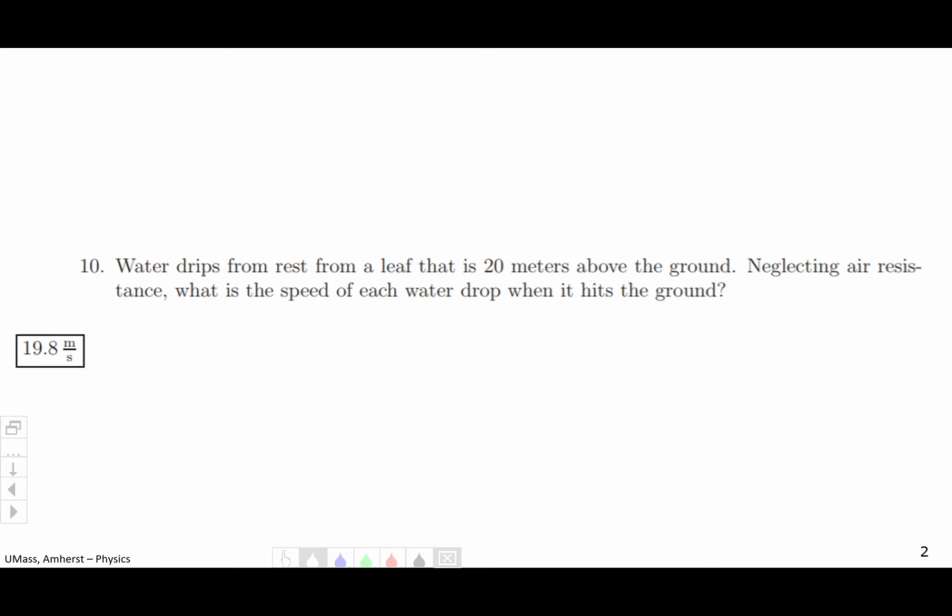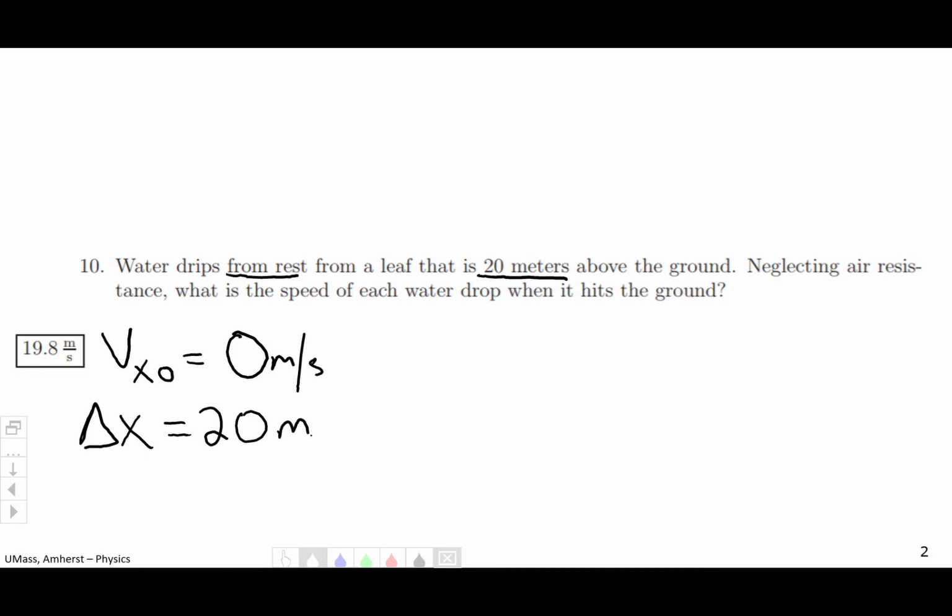This is an interesting problem. It requires you to have a piece of knowledge that is not explicitly stated in the problem. But we're going to start by picking out the things that are explicitly stated. First, from rest means our Vx0 is 0 meters per second. 20 meters above the ground gives us a displacement of 20 meters.